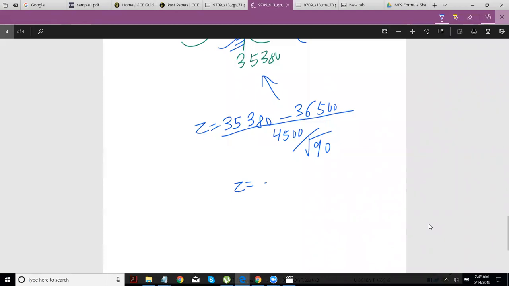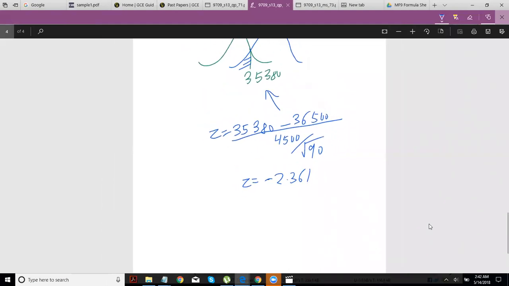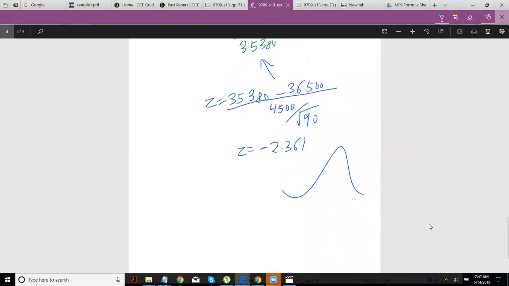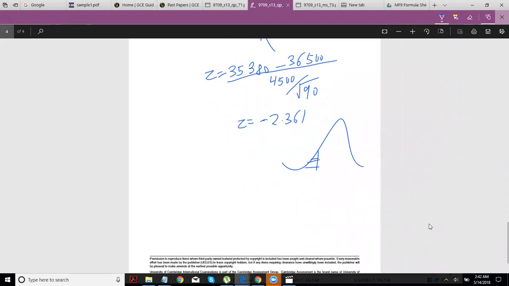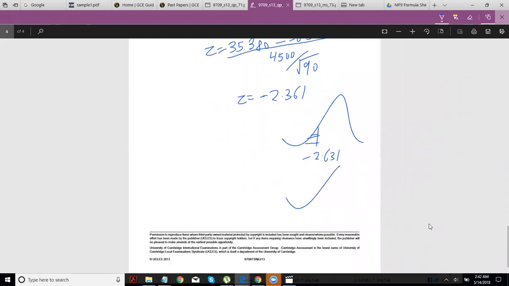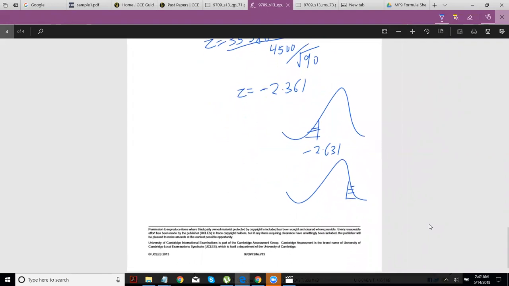Z is minus 2.361. You just pop that into your calculator, right? And what's basically happening in the new curve, you're trying to find this particular area. This is minus 2.631. So you use the symmetrical property of the bell curve. So this area should be the same as this area. Both the shaded areas are the same, and this is positive 2.631.